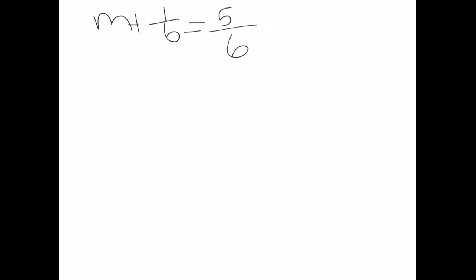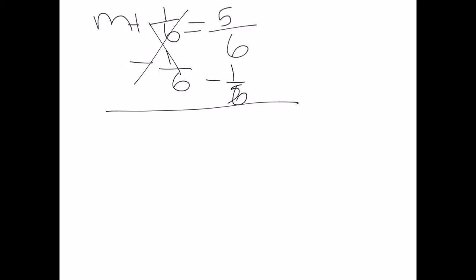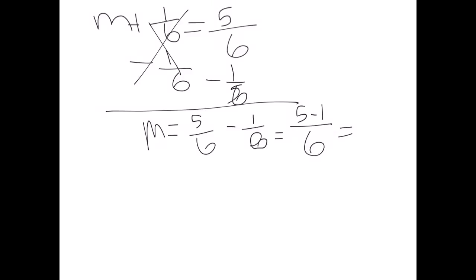The only thing to undo addition is subtraction, so you're going to subtract 1/6. 1/6 plus subtract 1/6 cancels out. When you subtract 1/6 from 5/6, m equals 5/6 minus 1/6. 5 minus 1 over 6. That's how you get 4 over 6. But you have to simplify, and that's how you get m equals 2 over 3.